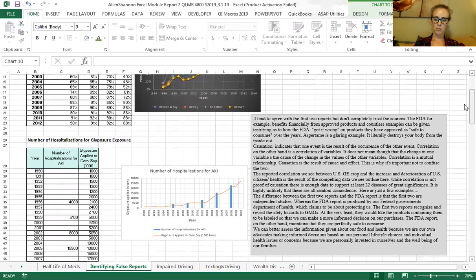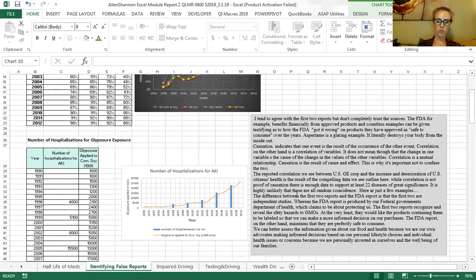Causation indicates that one event is the result of the occurrence of the other event. Correlation, on the other hand, is a relationship of variables. It does not mean, though, that the change in one variable is the cause of the change in the values of another variable. Correlation is a mutual relationship. Causation, on the other hand, is the result of cause and effect, and that's why it's important not to confuse the two.